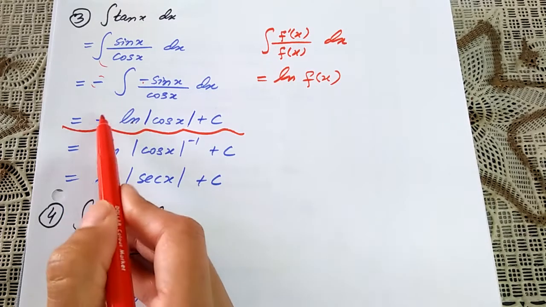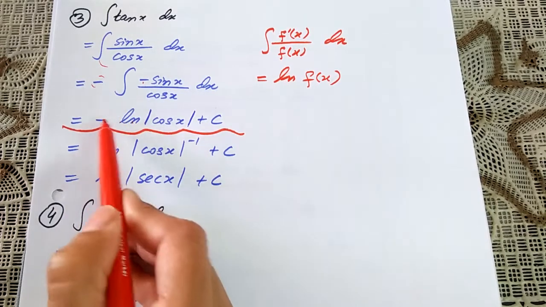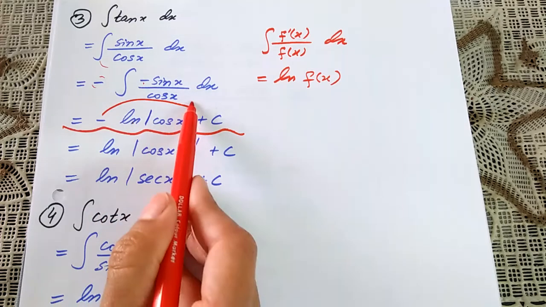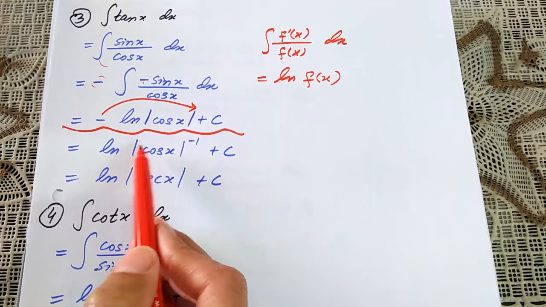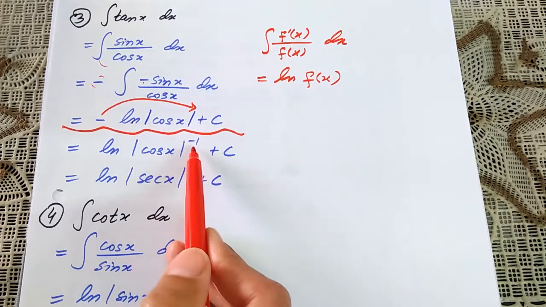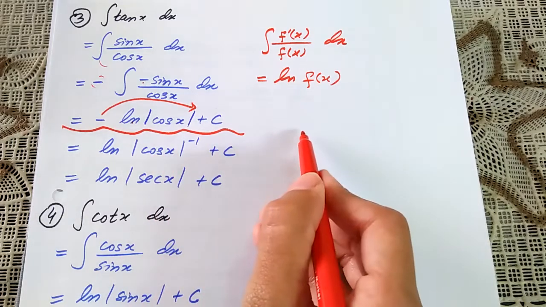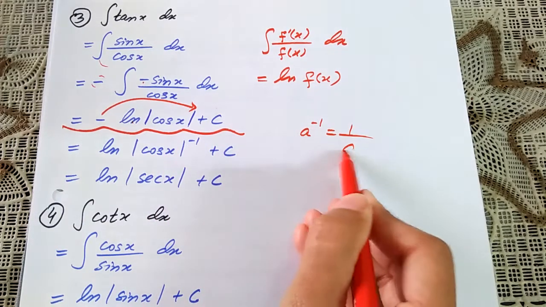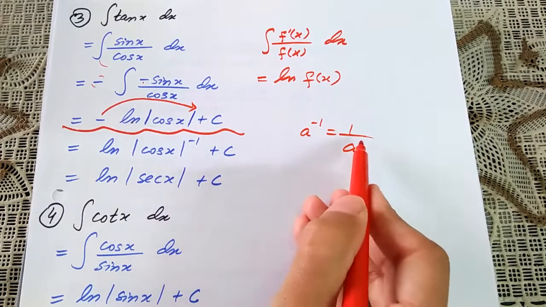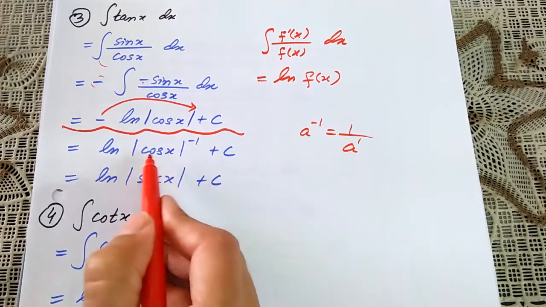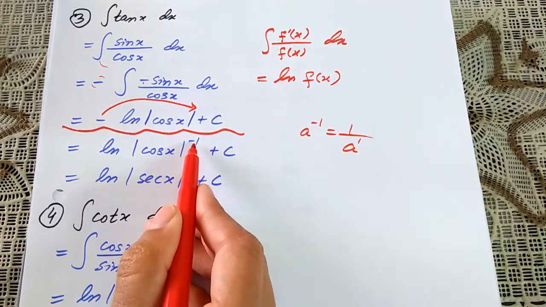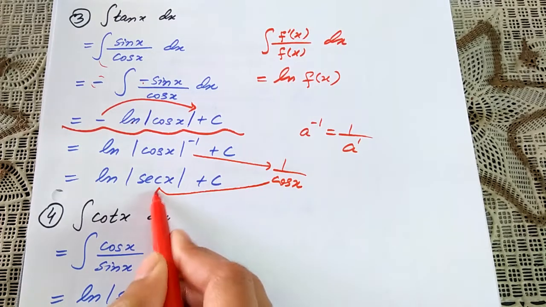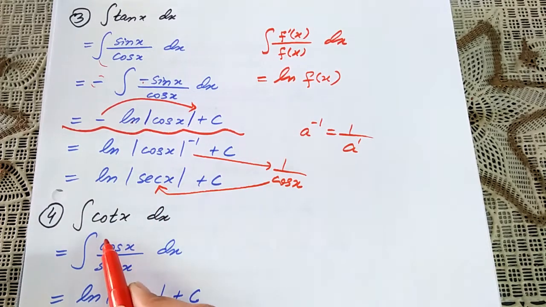This is a property of log: if log has some constant term as its coefficient, we can move it into the power of the function. So it will be written in the power of the function, and we know very well that anything, for example a to the power minus 1, can be written as 1 over a, so that we can make its power positive. So cos x with a negative power converts into 1 over cos x, and 1 over cos x gives us secant of x.